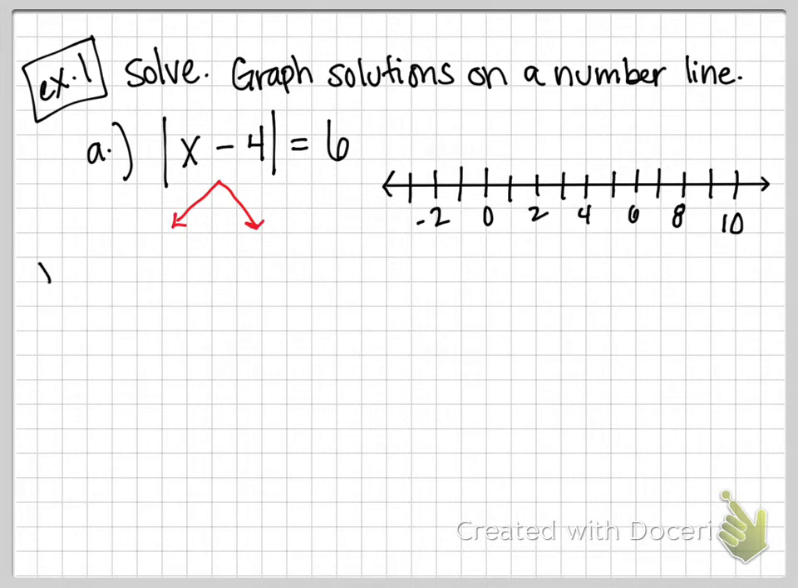I remove the absolute value sign. Do you see how we did that on the left? Remove the absolute value sign.